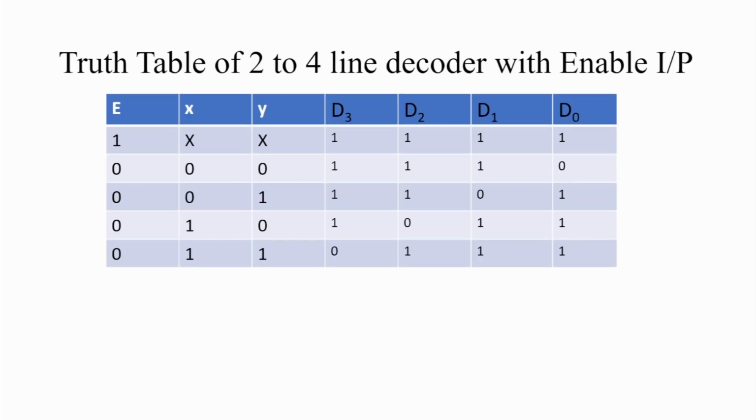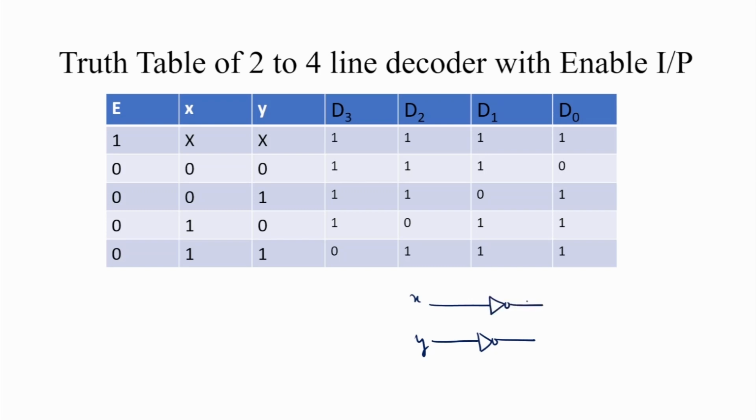Let us take the truth table of the 2 to 4 line decoder with enable input. Here we simply design a 2 to 4 line decoder with enable input. Simply we take 2 input lines, x and y. This is x, this is y, here this is y complement, this is x complement.